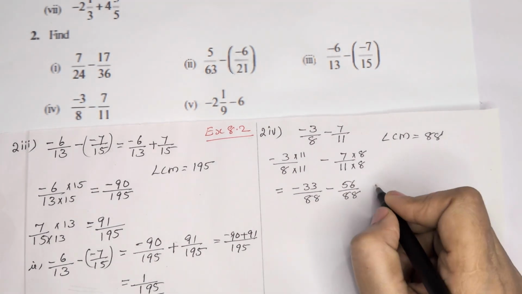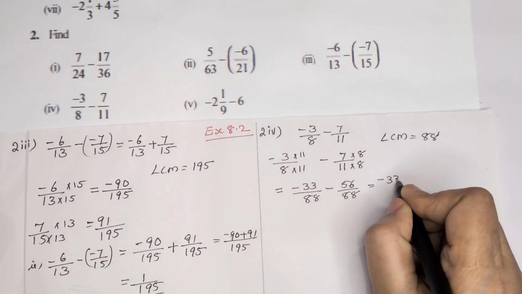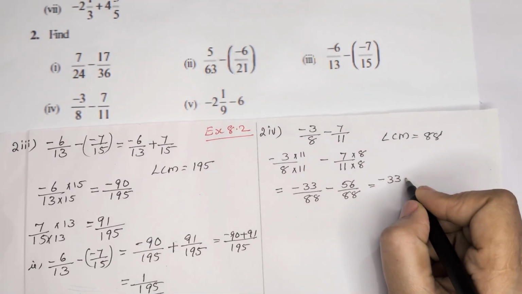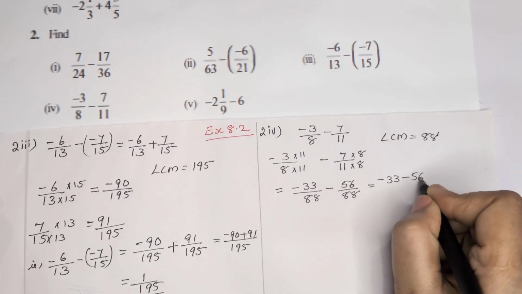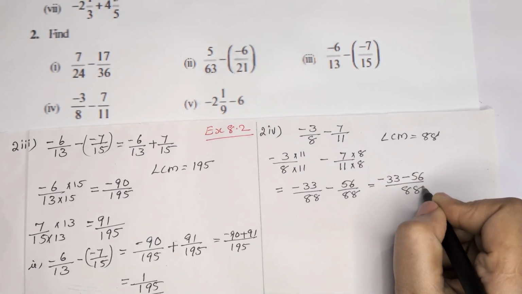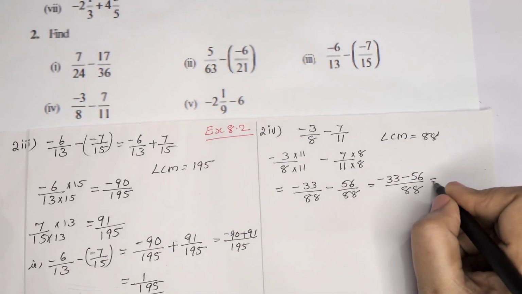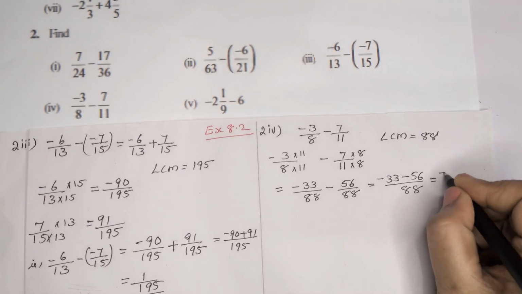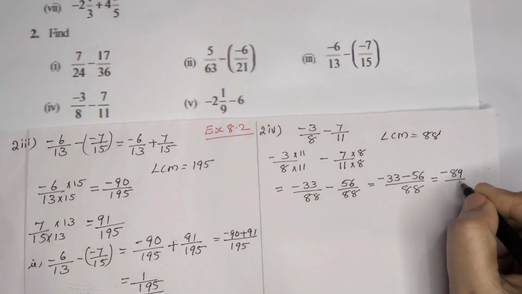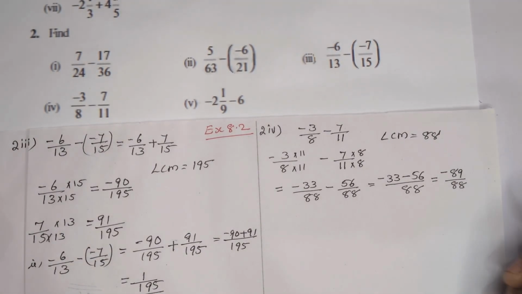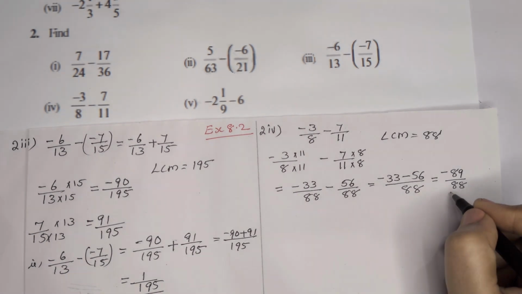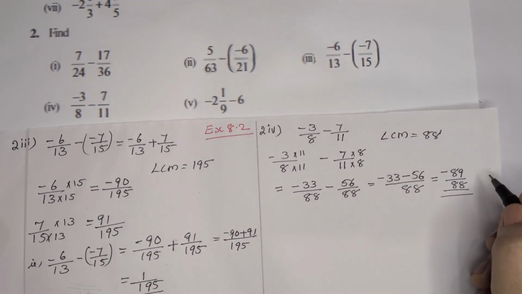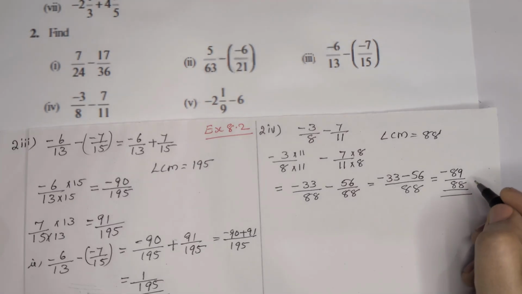which is equal to minus 33 minus 56, or we can write that as plus of minus 56. Minus 56 divided by 88. And that is equal to minus 89 by 88. Minus 89 by 88. So we can write as mixed fraction also, minus 1 and 1 by 88.